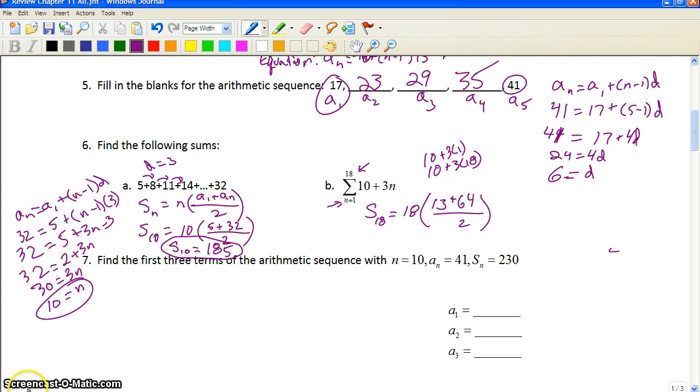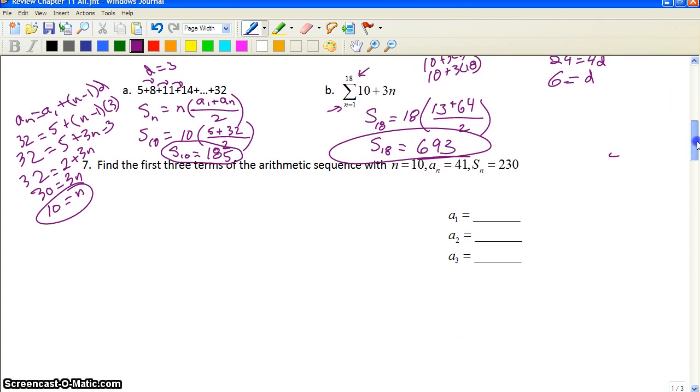And then we calculate what the... Alright, so s sub 18 then is going to be 693. Woohoo, we did it. Good job. Alright, let's work on the next one.